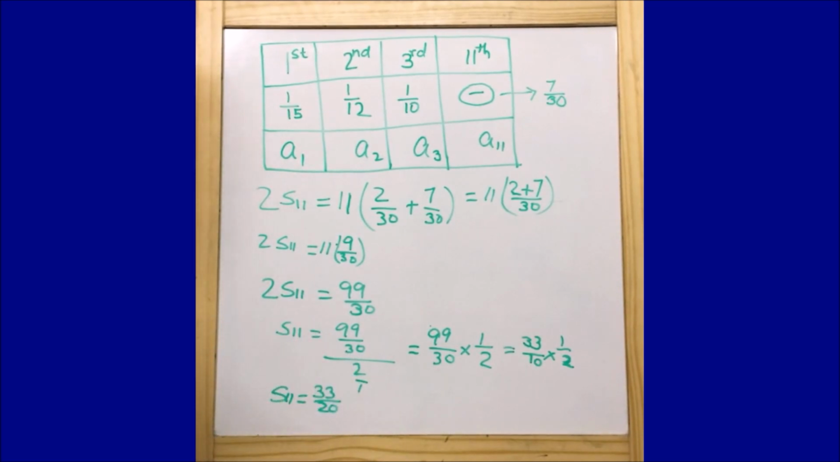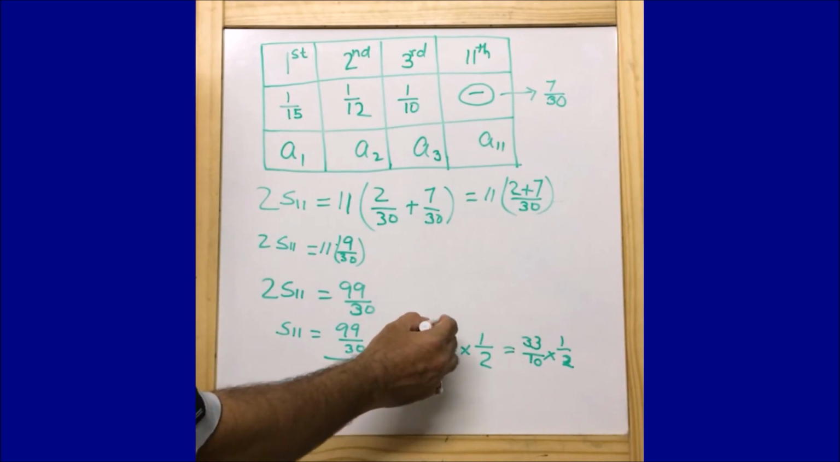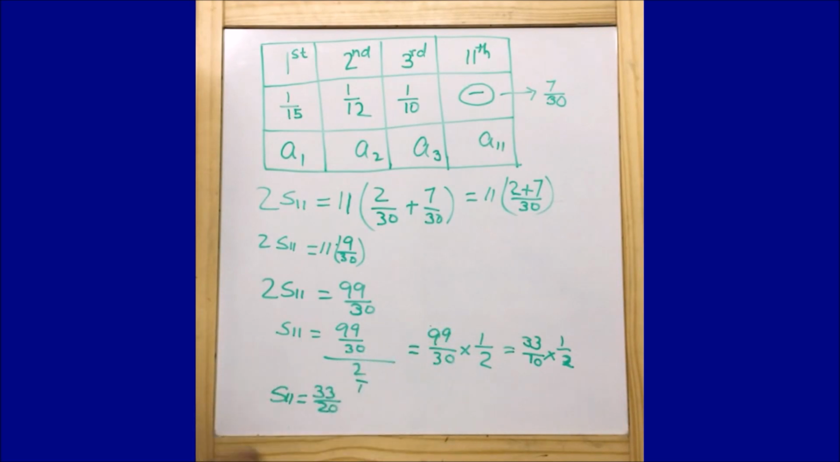I believe we are clear till here. So 33/20 is our answer. We can say that S11 is equal to 33/20, or that the sum of the 11 terms of the given AP is equal to 33/20.